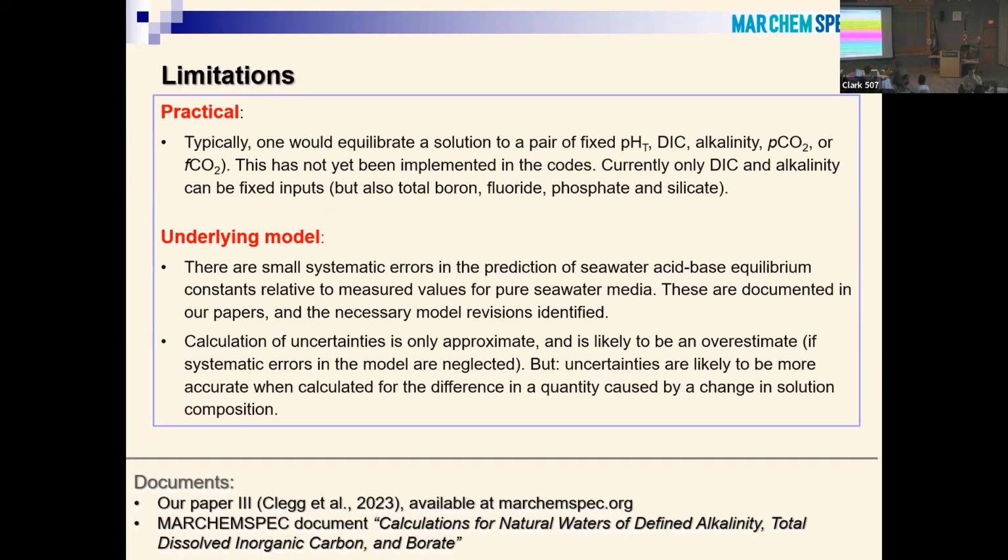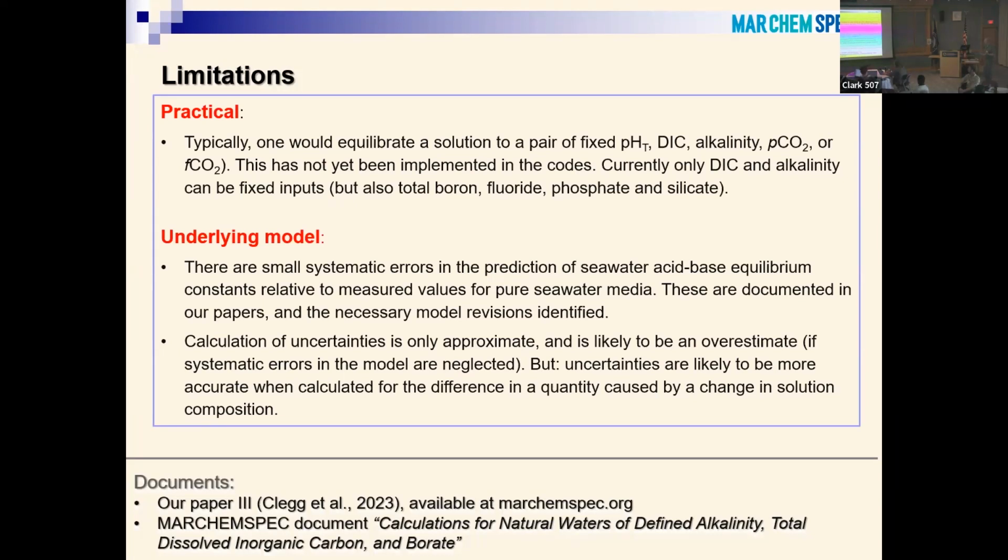So a very typical use would be to take a solution and equilibrate it to some pair of fixed and known total pH, DIC, alkalinity, pCO2, or fugacity, and this hasn't been implemented fully in the codes yet. Currently, you can fix to DIC and alkalinity and the total boron, fluoride, and if you're interested, phosphate and silicate can be fixed, but we can't do the other pairs. We're expecting to produce that probably by the end of the year.